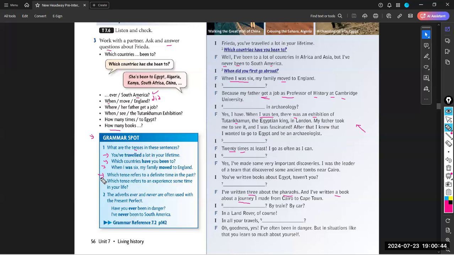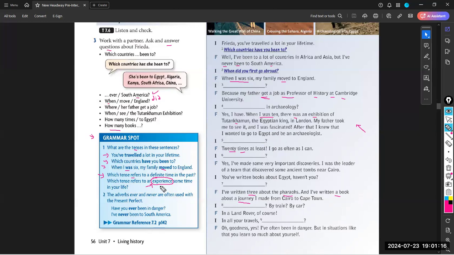Now the question is, which tense refers to a definite time in the past? Third one. Ah, simple past, thank you so much. The last one. Now, which tense refers to experience? First one. Yeah, the present perfect. So guys, keep in mind that we call the present perfect tense the tense of experience.